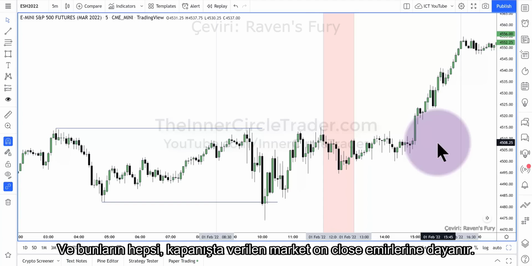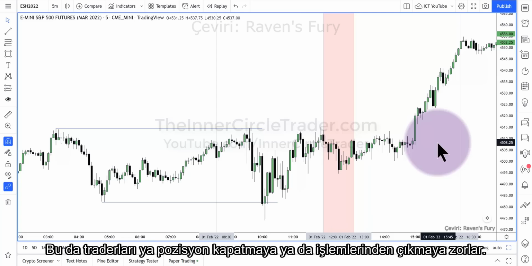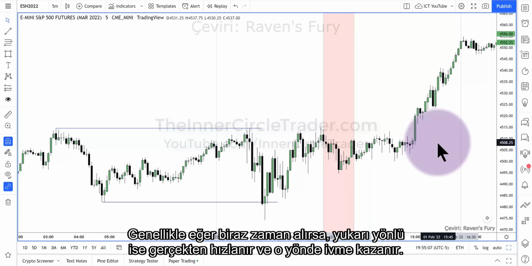And it's all based on market on close orders. That's really what it is. Okay. And the algorithms will start spitting out really, really aggressive pricing and forcing traders to either cover or get out of their trades. And usually if it's going up, it really just ramps up and accelerates in that direction.